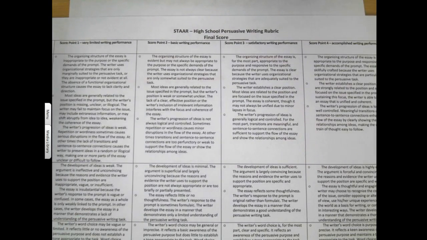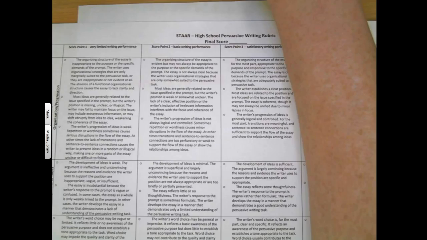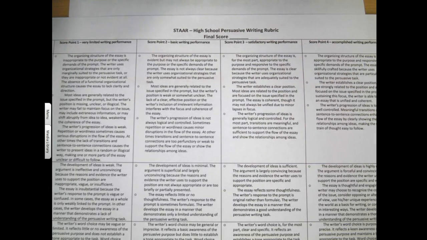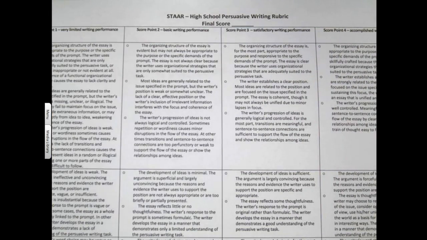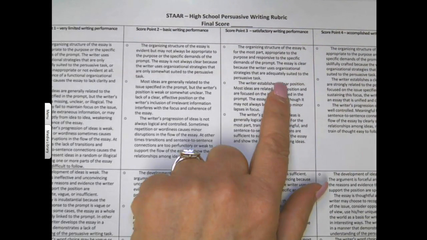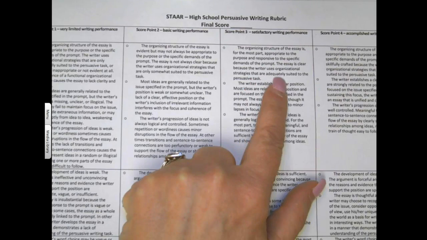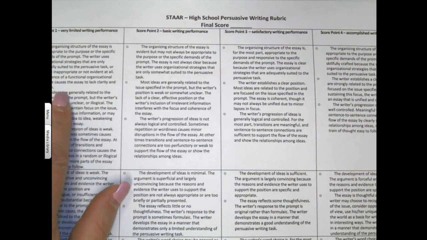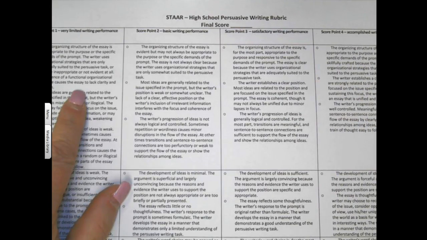So first, you have to look at, let me make this bigger for you. Is the organizing structure of the essay appropriate? In other words, is there paragraphing, which is important, but that's not the defining factor. It's, can you tell it's a persuasive essay? Can you tell they use some kind of persuasive essay structure? And the essay was clear because of that. Okay? So we've got organizational strategies are adequately suited to the persuasive task. They're only somewhat suited, or in the 1 one causes the essay to lack clarity because there's no real direction.